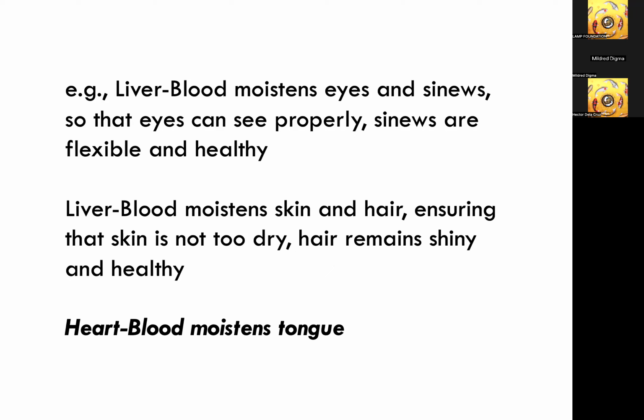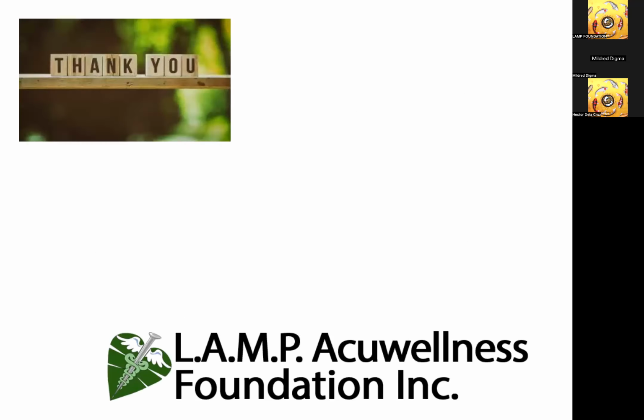Okay? Example, liver blood moistens eyes and sinews so that eyes can see properly. Sinews are flexible and healthy. Kaya kung kulang tayo sa blood, na pangunahin ang liver ay namamahala sa ating eyes, lumalabo yung mata natin. So, liver blood moistens skin and hair, ensuring that skin is not too dry, hair remains shiny and healthy. Kaya kung liver blood deficient tayo, magkakaroon ng problem ang ating shiny hair. Heart blood moistens tongue. So, sa tongue naman po ang heart blood.